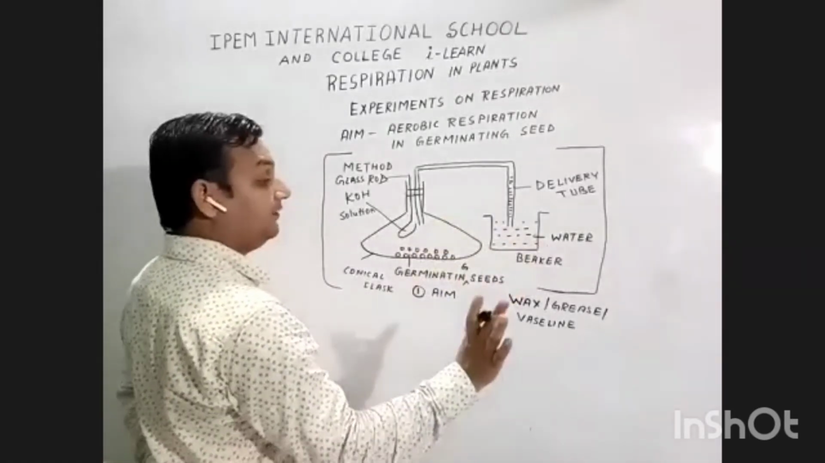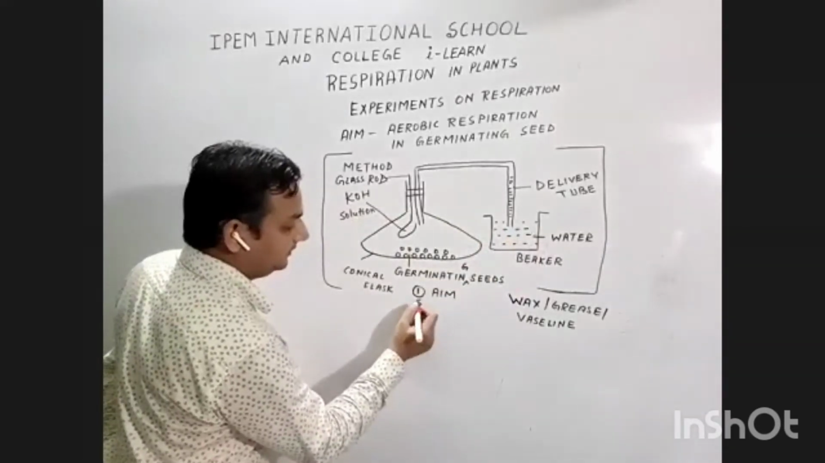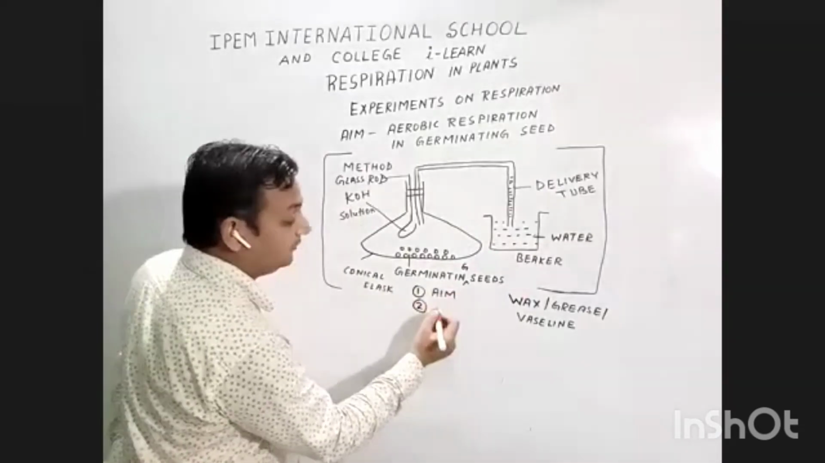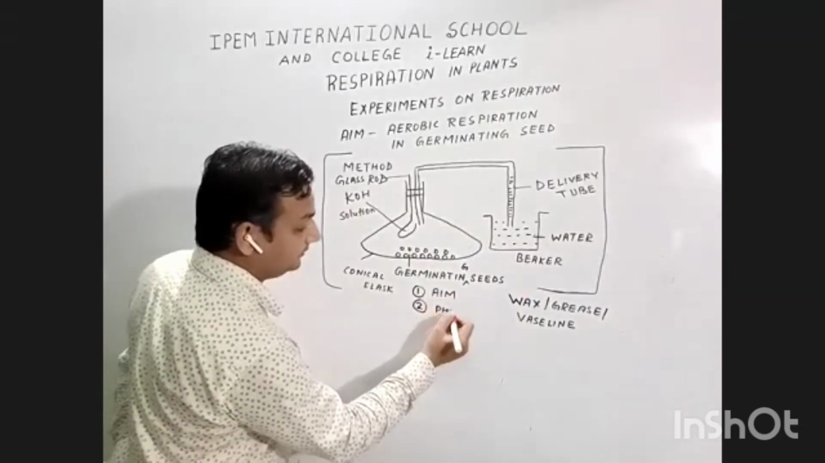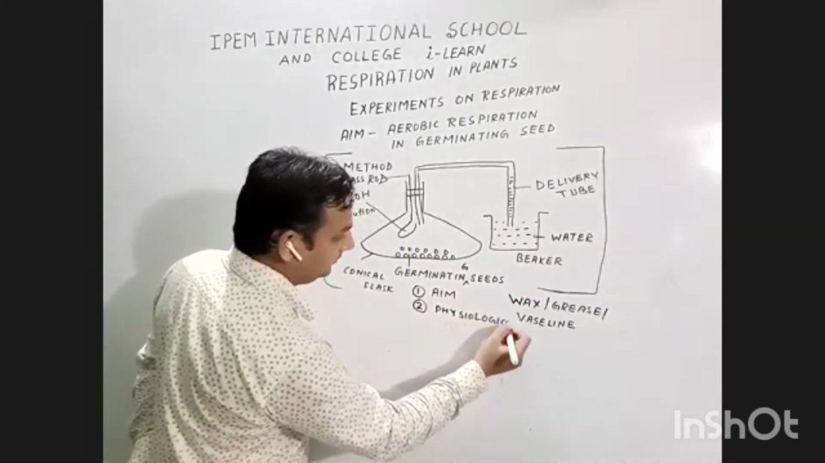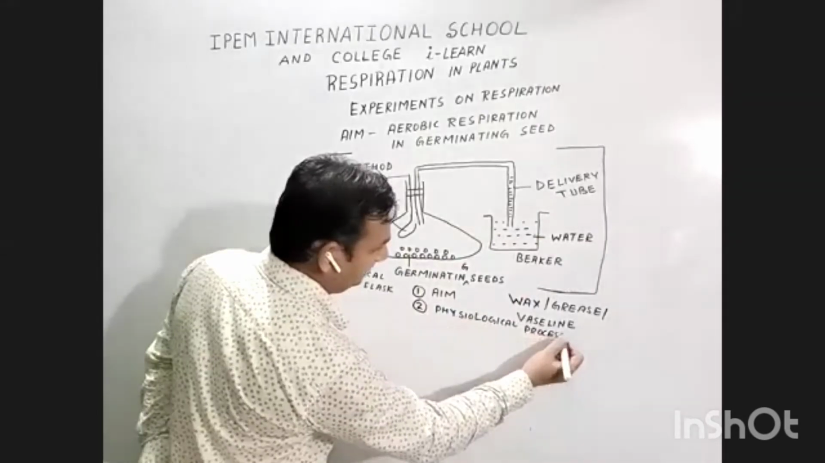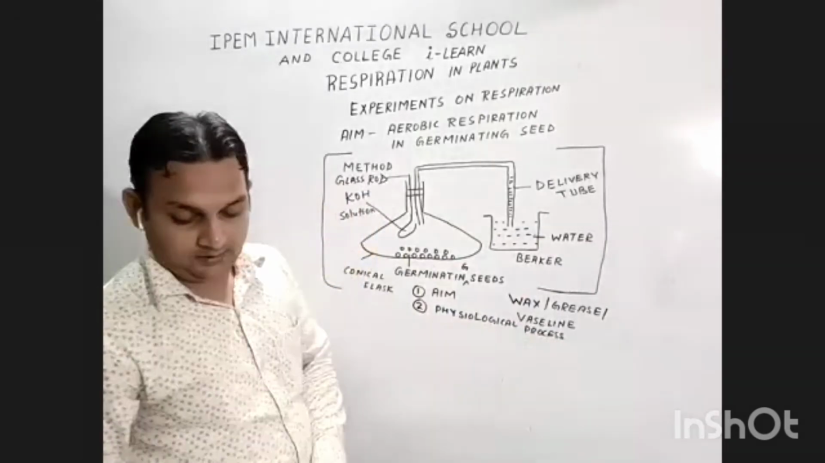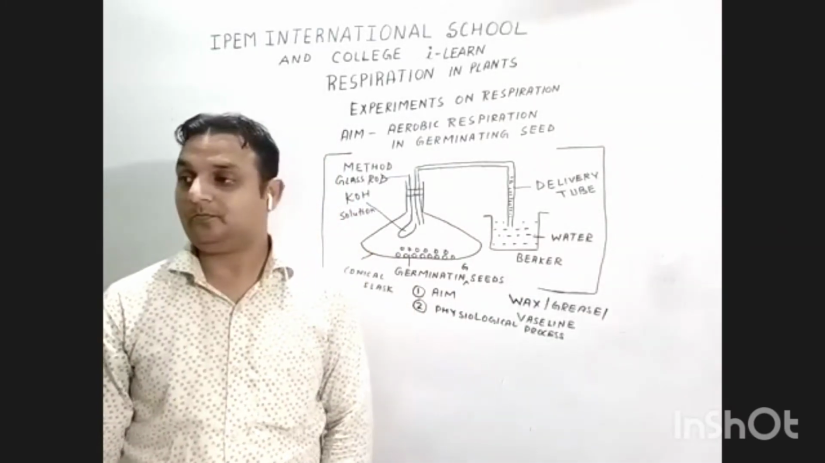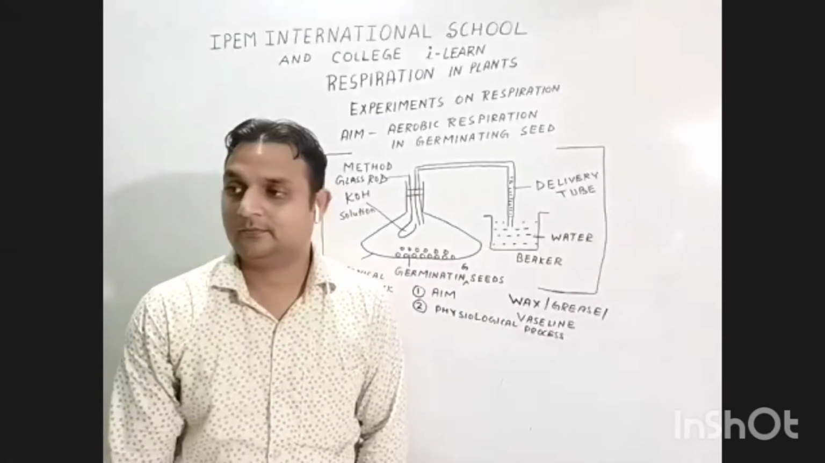After giving this diagram, nothing else will be given, only this diagram. First, the aim of the experiment. Second, name the physiological process, or name the process demonstrated. What will be the name of the process?